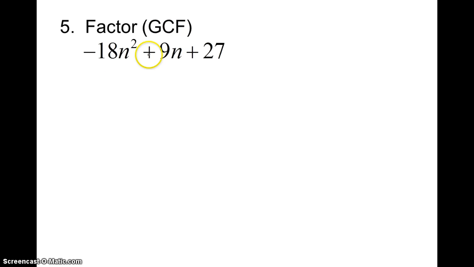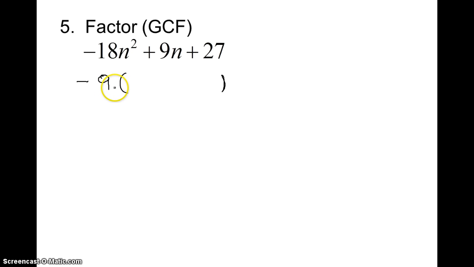So this one here, notice that first let's take out the negative. So negative, it's outside of the parentheses. And when you look at the coefficients, the numbers 18, 9, and 27, the greatest common factor is 9. So you take out a 9. You might say it's 3 the greatest common factor. Well, 3 is a common factor, but it's not the greatest one. 9 is bigger than 3.